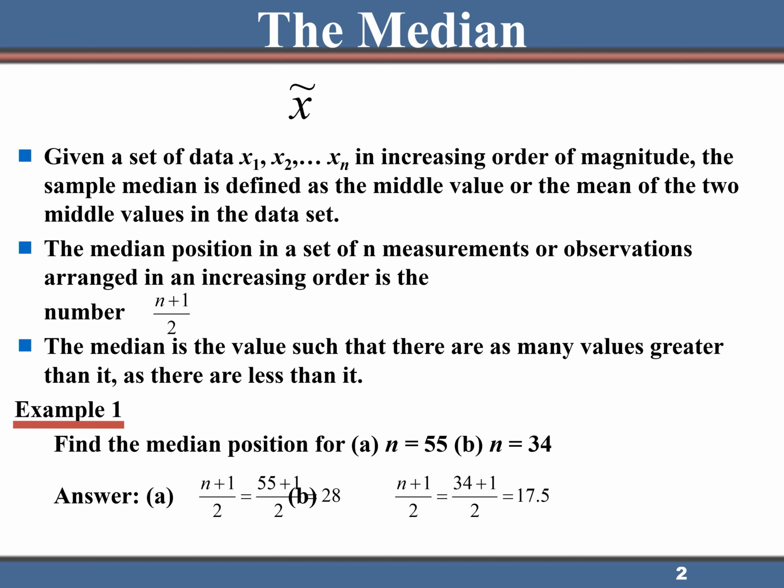For example, if n equals 55, then the median position is 55 plus 1 divided by 2, or 56 divided by 2, which is equal to 28. If n equals 34, then the position of the median is 34 plus 1 divided by 2, or 35 divided by 2, which is equal to 17.5. The median divides a set into two halves. All the values in one half are lower than or equal to the median, and all values in the other half are larger than or equal to the median.